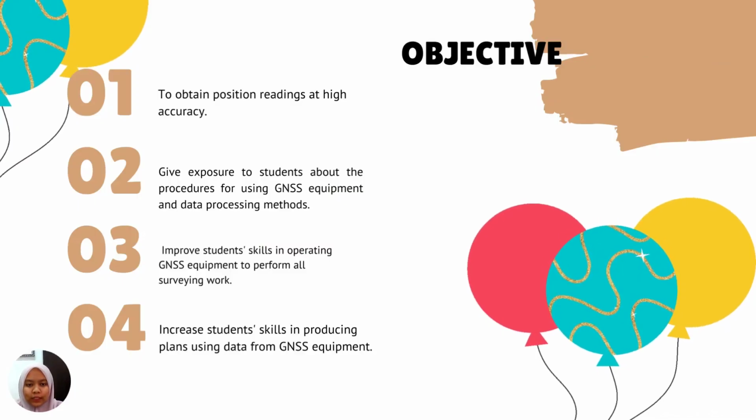Alright, this is the objective of the GNSS practical. First is to obtain position reading with high accuracy. Second, give exposure to students about the procedure for using GNSS equipment and data processing method. Third is to improve student skill in operating GNSS equipment to perform surveying work. And lastly, is to increase student skill in production of plans using data from GNSS equipment.